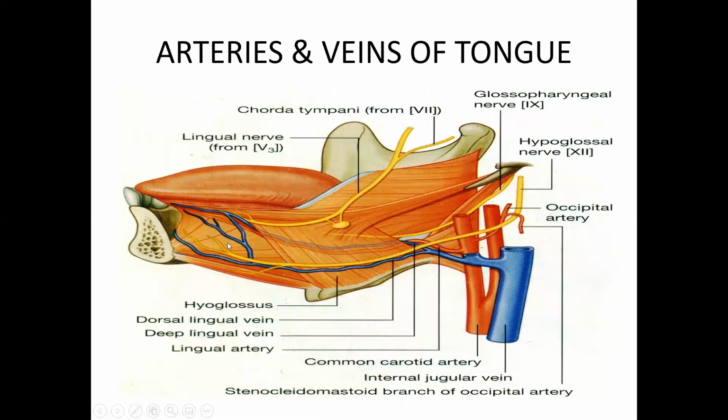You can see here a clearer picture. This is the deep lingual vein, this is the dorsal lingual vein, and here we have the lingual artery from the external carotid artery. All these cross the oropharyngeal isthmus and supply the oral cavity and the tongue as well.